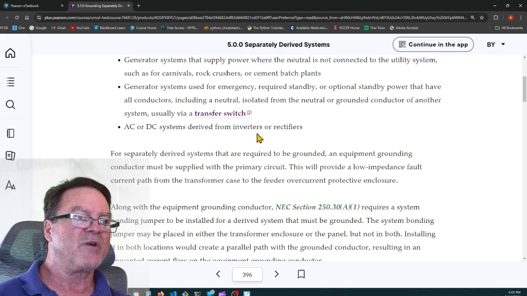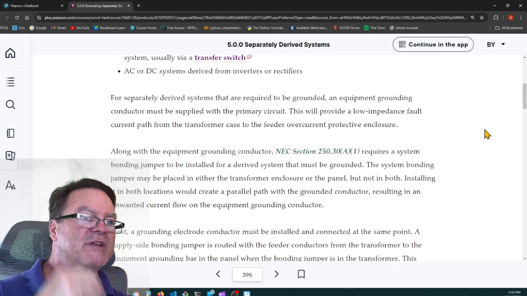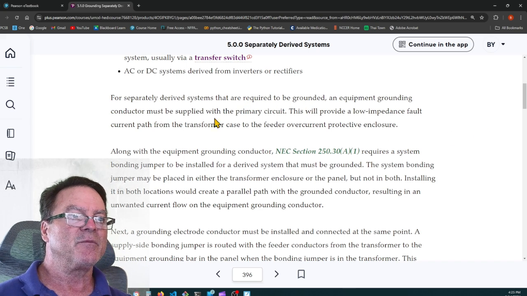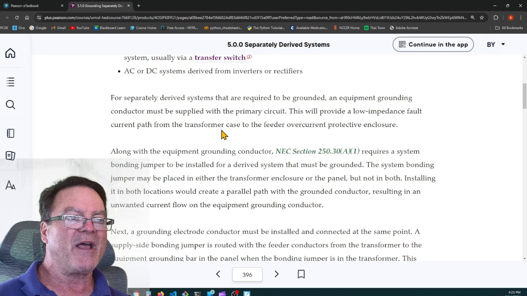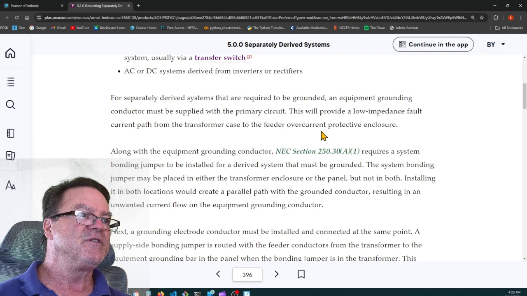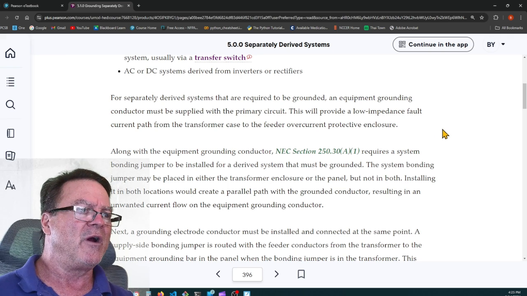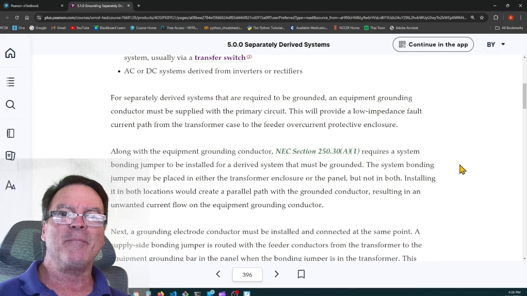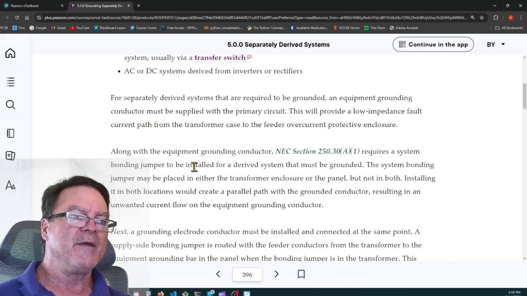AC or DC systems derived from inverters or rectifiers. For separately derived systems that are required to be grounded, an equipment grounding conductor must be supplied with the primary circuit. This will provide a low impedance fault current path for the transformer case to the feeder overcurrent protective enclosure. So that's on the line side of that transformer. You have to have an equipment grounding conductor going back to the service on the line side in case something happens on the line side of that, on the primary side of the transformer.